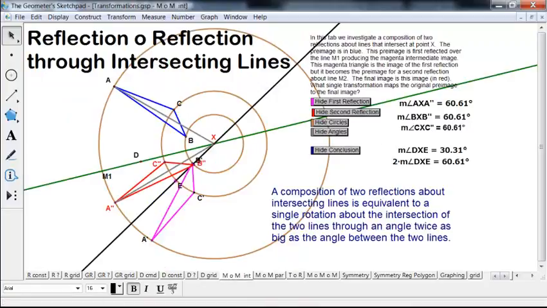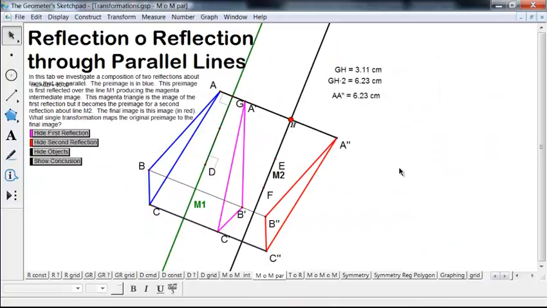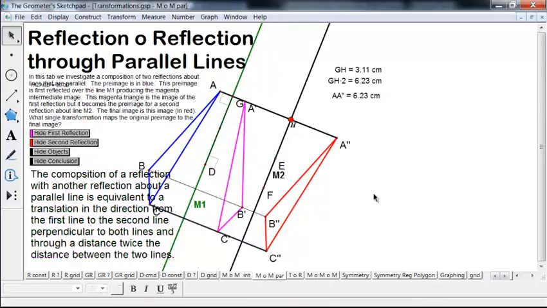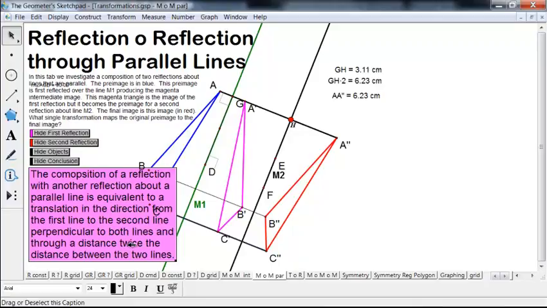So remember when we were intersecting lines, the conclusion was that composing a reflection with a reflection gave you a rotation, equivalent to a single rotation about the intersection of the two lines, but the angle was twice as big as the angle between the two lines. If we compose reflections about parallel lines, the conclusion is that it is actually a translation, in the direction from the first line to the second line, perpendicular to both lines, and through a distance twice as much as the distance between the two lines.